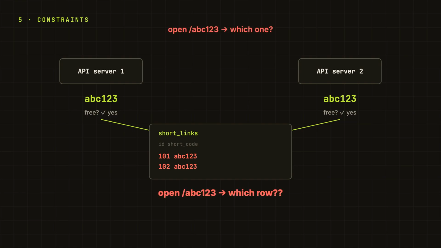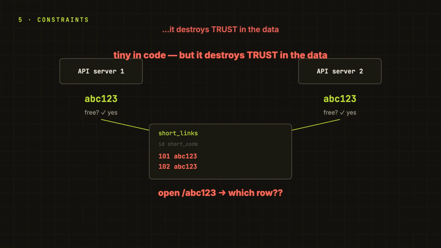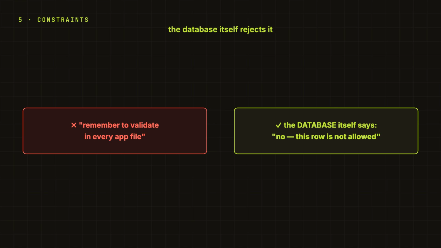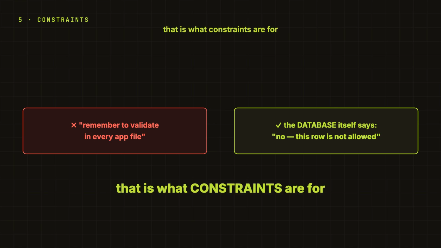So when someone opens slash ABC123, where should we send them? This is a kind of bug that looks small in code, but it destroys trust in the data. And the fix should not be "please remember to validate in every app file." The database itself should say no, this row is not allowed. That is what constraints are for.